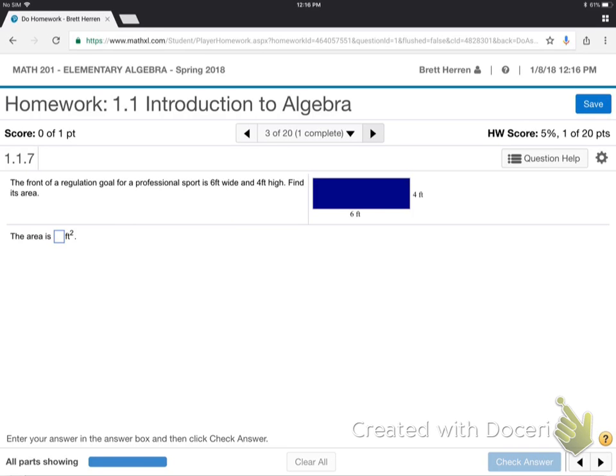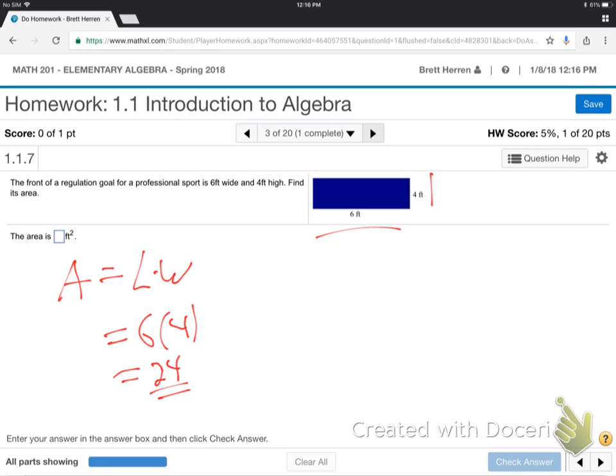All right, they're giving me a rectangle, and they want me to find the area. How do you find the area of a rectangle? Anybody know the formula for that? Length times width. It's just one side times the other side. Call it length and width, base and height, whatever you want to call it. It's just one side times the other side. It's just 6 times 4, 24.